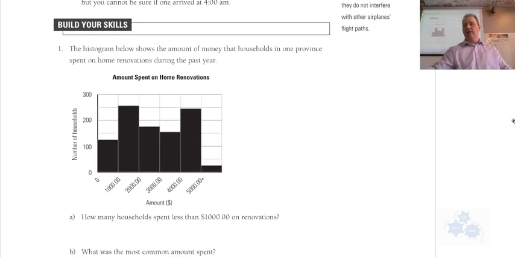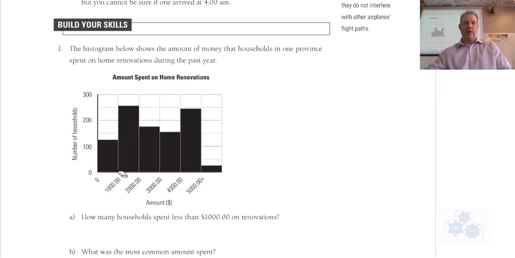So, build your skills. The histogram below shows the amount of money that households in one province spend on home renovations during the past year. It doesn't say which province, but this is a province. Down here are the amounts, and up on the side are the number of houses that spent that amount on their renovation.